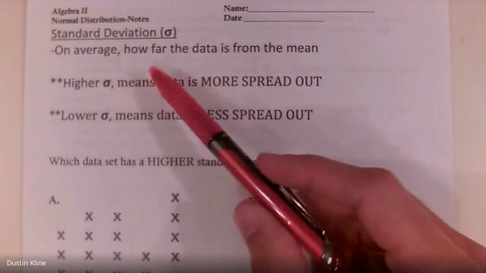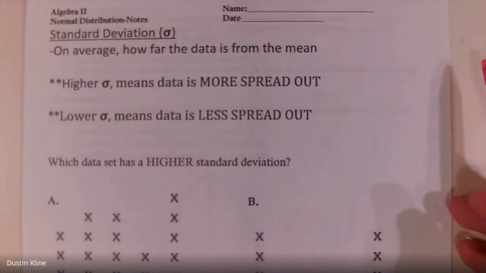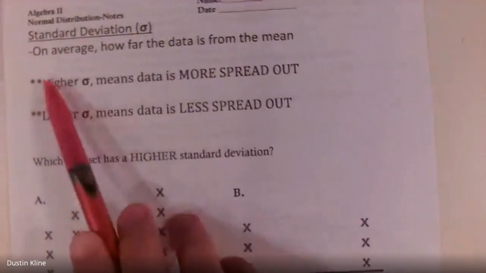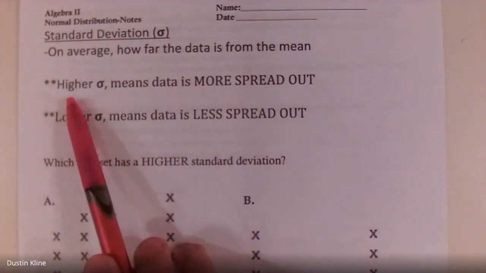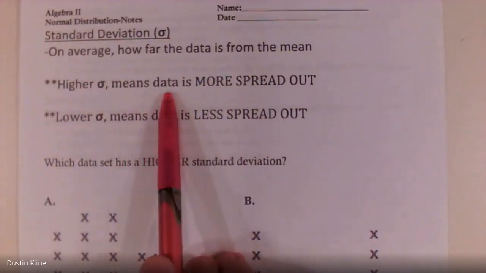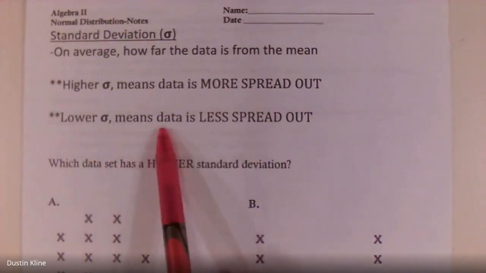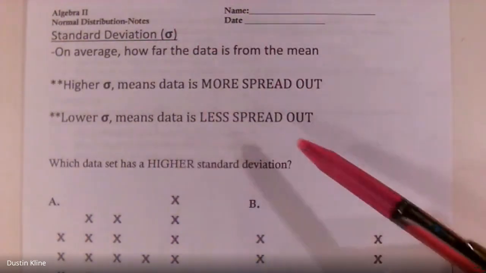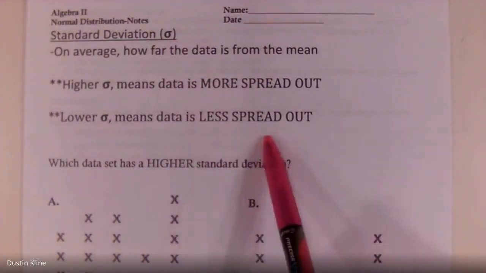On Thursday, we learned about a concept called standard deviation. If you take statistics next year, if you're interested, you can figure out how to calculate standard deviation, but for our purposes, the most important piece is that it's a measure of, on average, how far our data is from the mean. A higher standard deviation means the data is more spread out. A lower standard deviation means the data is less spread out. The higher your sigma, the more spread your data is. The lower your sigma, the more concentrated, or less spread, your data is.